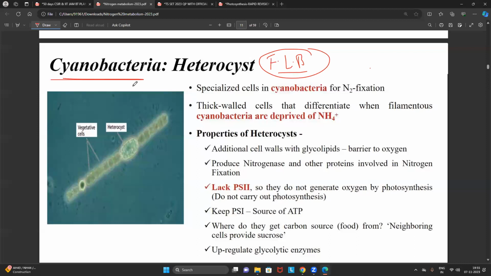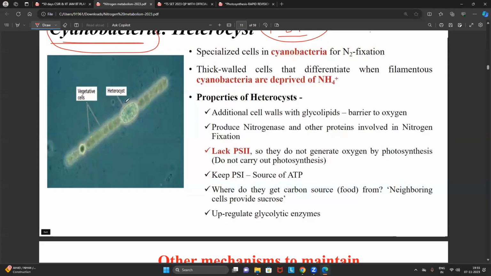All right. Okay. So now listen. Cyanobacteria. What is the specialty of a cyanobacteria? You can see this, right? Cyanobacteria developed a specific structure. What we generally call it as, friends, we generally call it as the heterocyst.